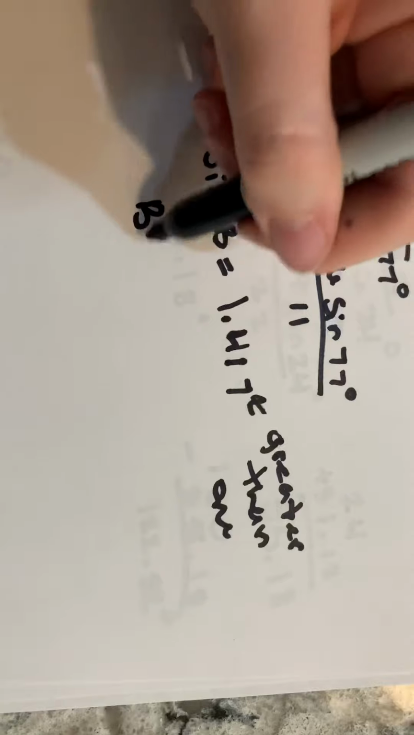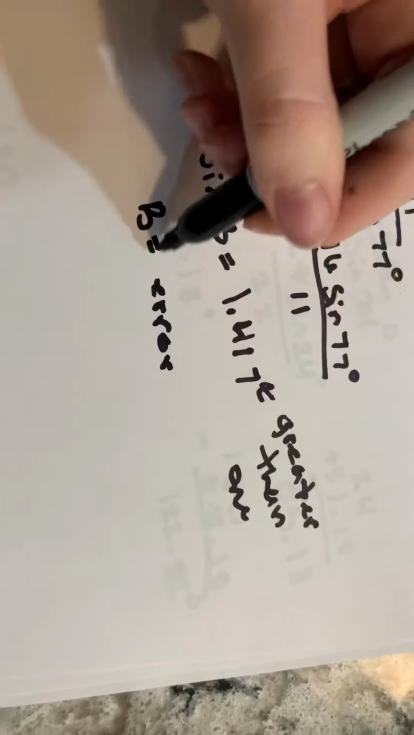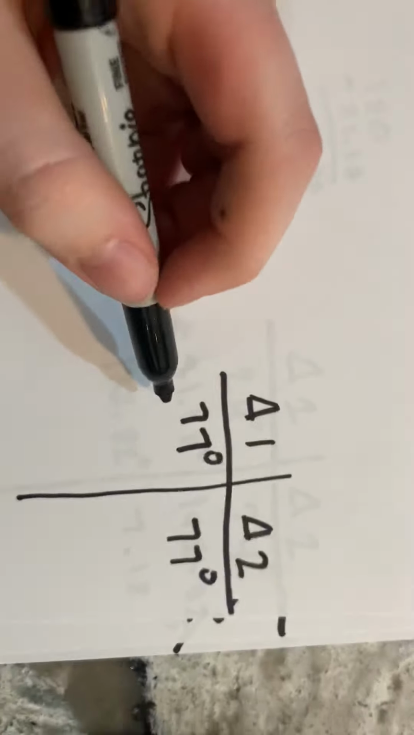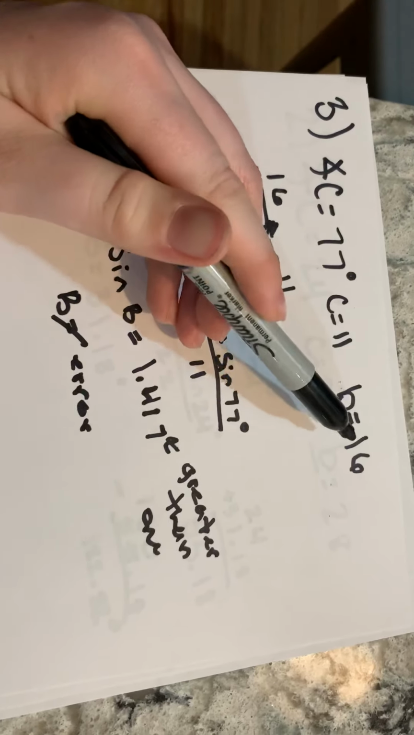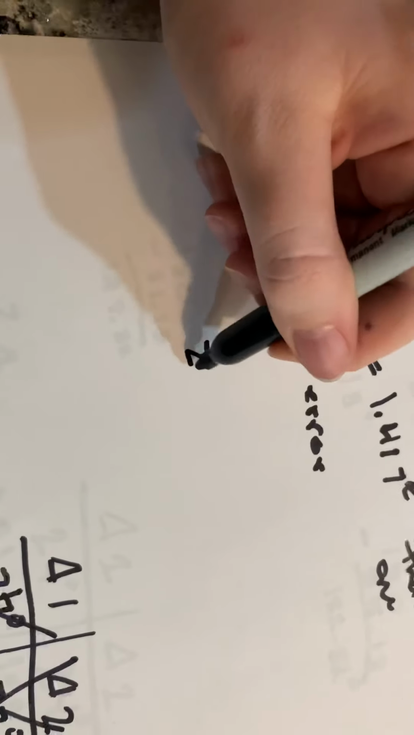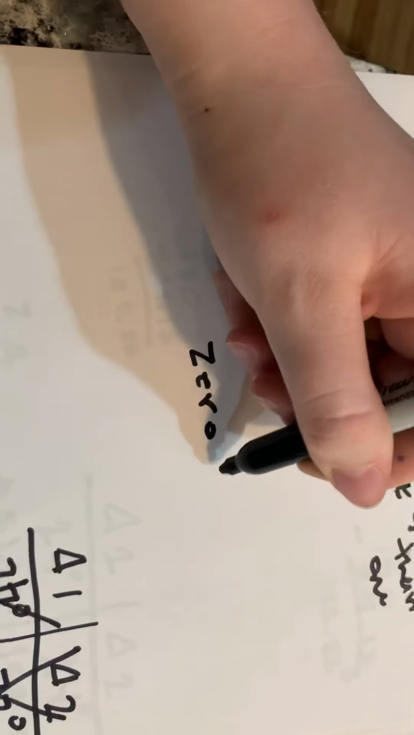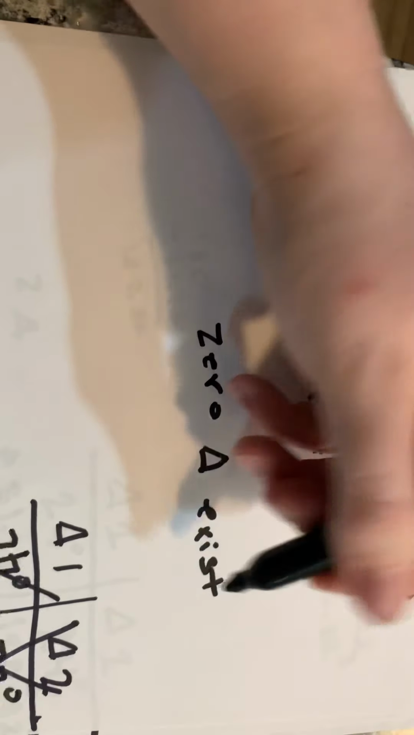So b equals error. So this triangle of 77 degrees with the widths of 11 and 16 as the lengths between the angles is not able to exist. Therefore, 0 triangles exist. And that's the basics to understanding the laws of sine.